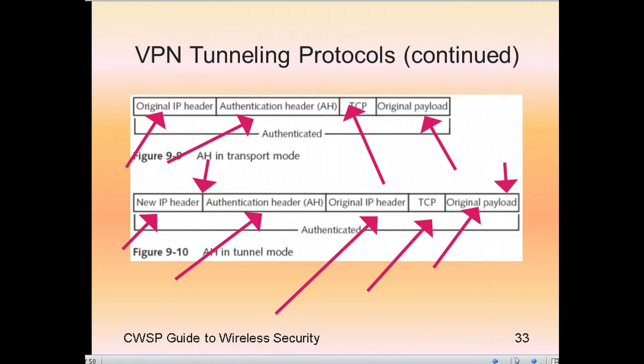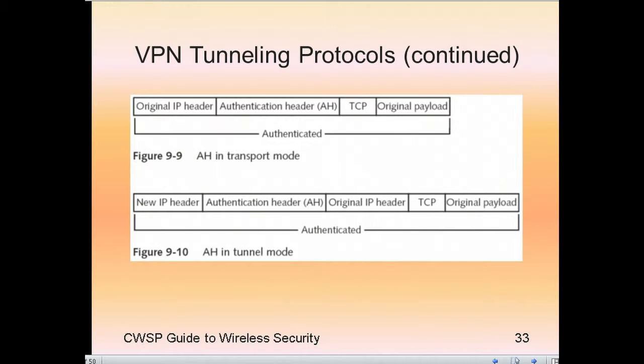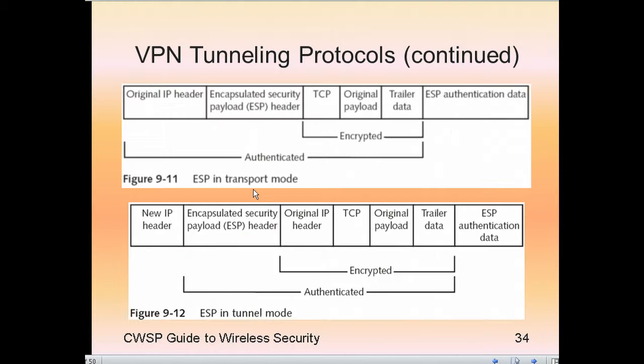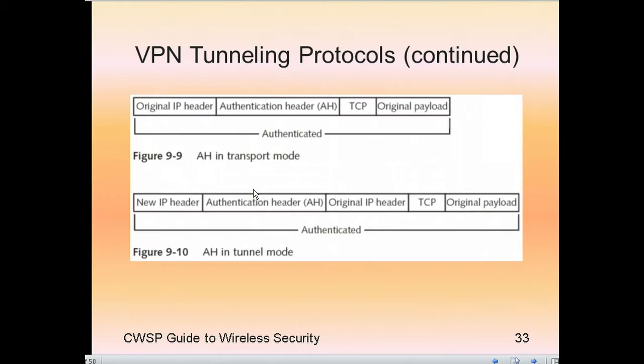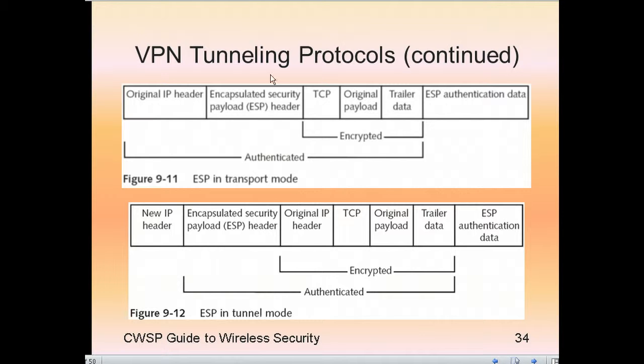Each of these serves a purpose. I think that I had these encrypted. These are actually just going to be the authentication header where it actually goes. Tunneling protocols, in these we're actually going to encrypt something. So we encrypt the original and the TCP, and we have the ESP header and the ESP authentication data, and then the original IP header.